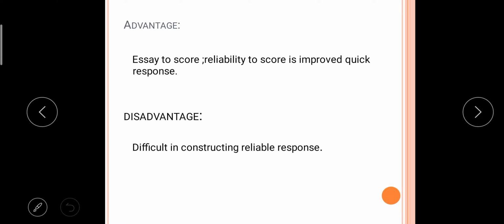An advantage is that it is easy to score, it has reliability in scoring, and it improves quick response. The disadvantage is that it is difficult to construct reliable responses. So these are the advantages and disadvantages of short answer questions.